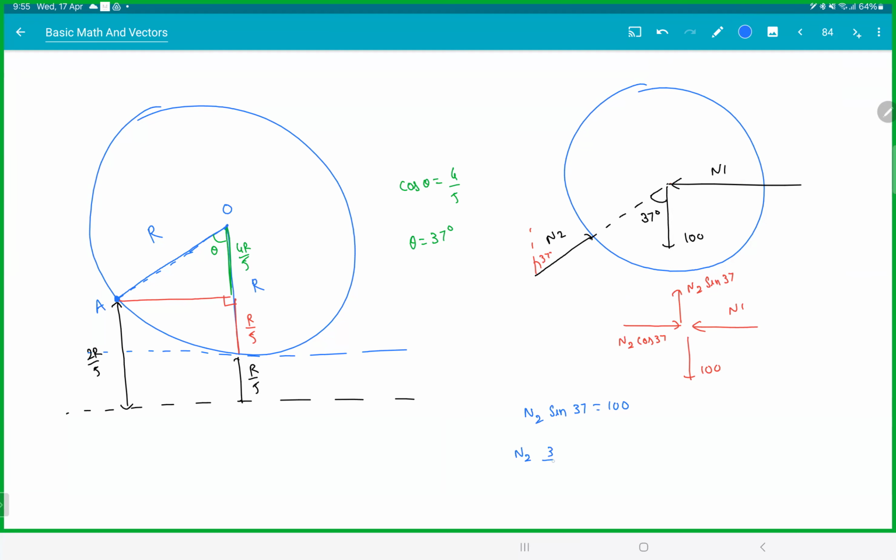Sine 37 is 3 by 5. So N2 is 500 by 3. And horizontally, N1 is N2 cos 37. But N2 is 500 by 3 and cos 37 is 4 by 5, so N1 is 400 by 3. Is that clear, everyone? Please check. The main thing is getting the angle. Once you get the angle, job's done. Anyone confused with the angle, the components, or the calculation, anything you didn't understand?